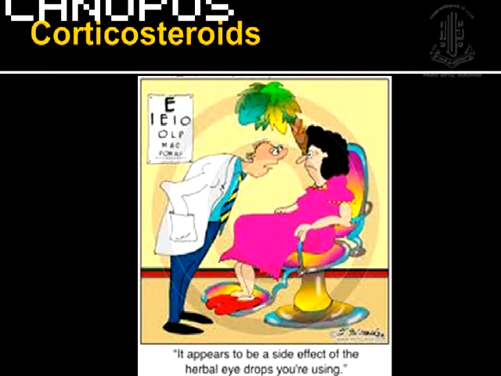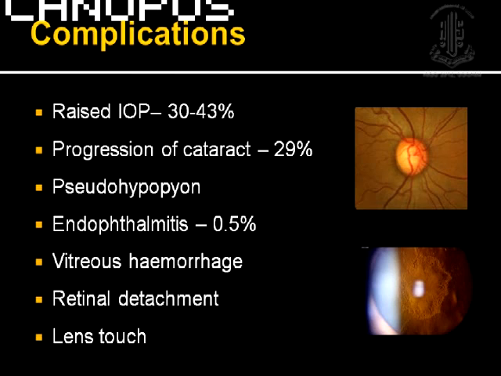So uveitic CME responds dramatically to intravitreal triamcinolone, and it is indeed a wonder drug for most uveitic patients. But all drugs have their own side effects. Nothing is without any side effects. Corticosteroids have a high risk of raising intraocular pressure, about 30 to 43%. Of course, in cases like hypotony, it's very useful to increase the intraocular pressure, but uveitic glaucoma is an entity which is quite difficult to manage, so you wouldn't want to have increased intraocular pressure. Cataract occurs in about 30% of the patients. The rest of the complications include endophthalmitis, which is quite risky with steroids.